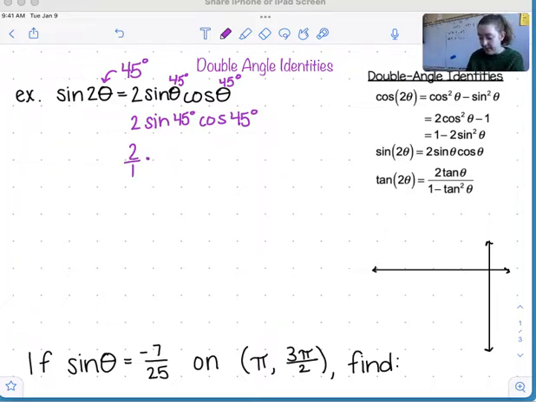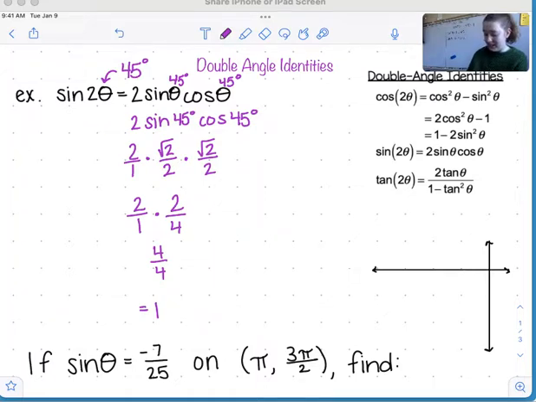The sine of 45 is the square root of 2 over 2, times the cosine of 45, which is also the square root of 2 over 2. So we've got 2 over 1 times square root of 2 times square root of 2, which is 2. And 2 times 2 is 4. And then we end up with 4 over 4. So that's equal to 1.